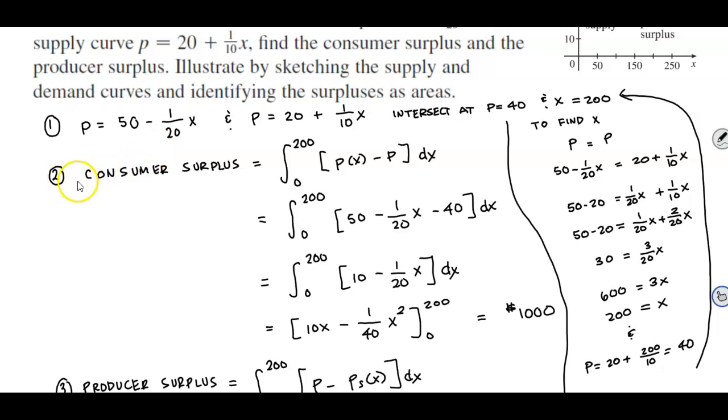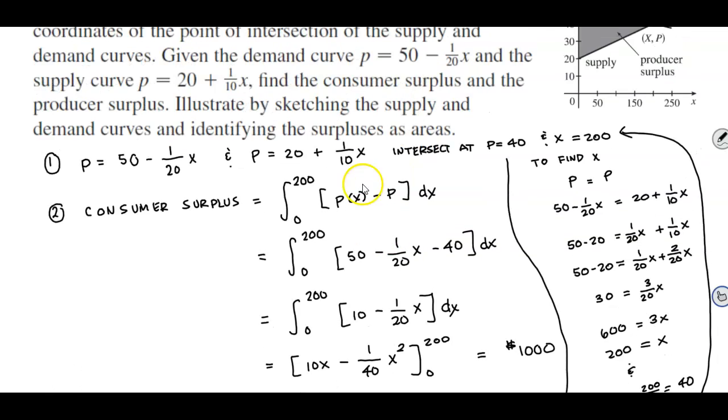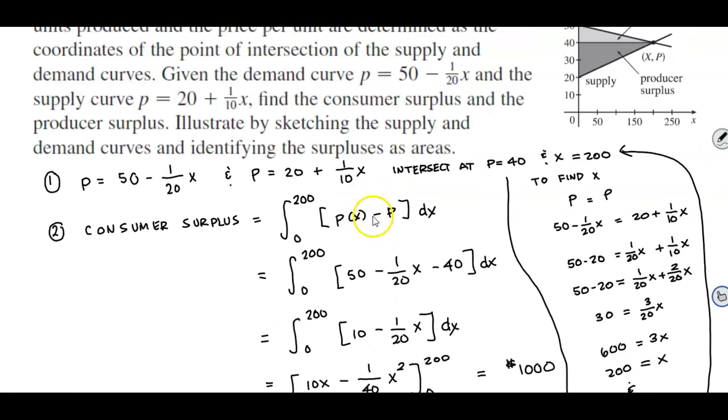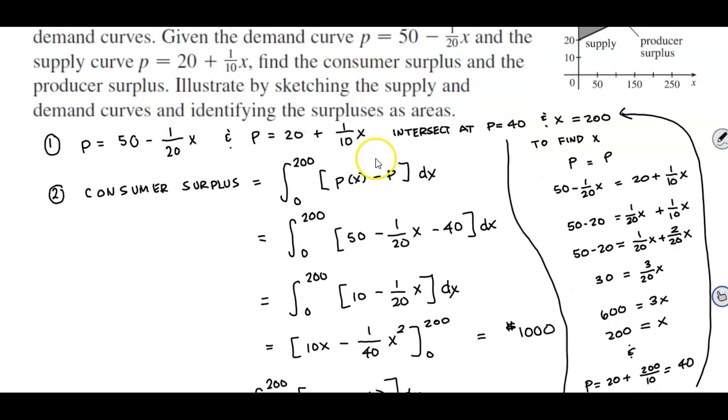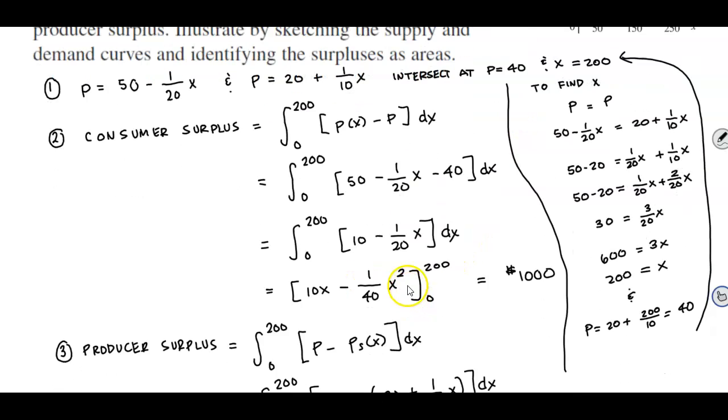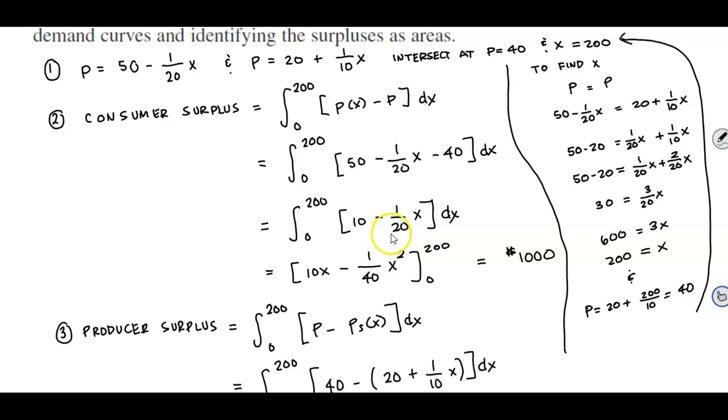And now we're going to use the consumer surplus formula. So we know that the value of the lower limit is 0. We know the upper limit is going to be 200 since x is 200. And then we're going to use the function P of x minus P. So P of x being the demand curve, we have 50 minus 1/20 x minus the value of P, which is 40. Combine like terms, and we get the integral of 10 minus 1/20 x dx.